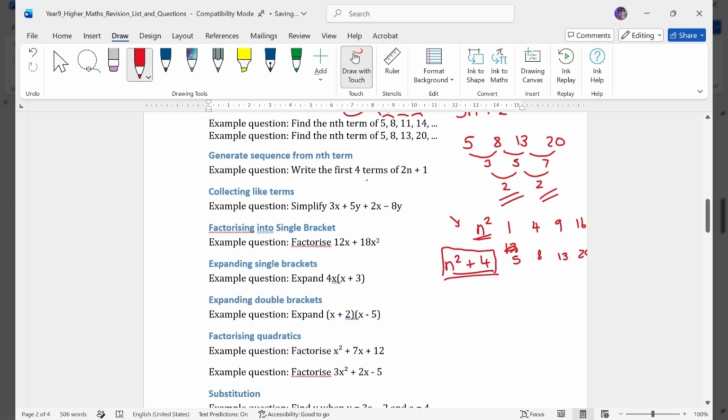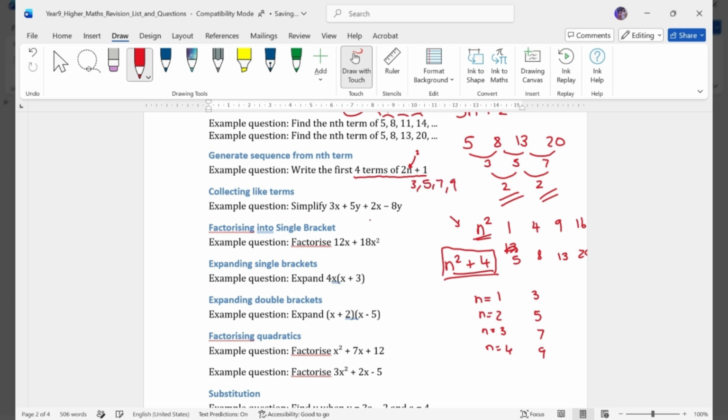Right, the first 4 terms of 2n plus 1. Well, basically, work it out when n equals 1 to get the first term, then when n equals 2, then when n equals 3, and then when n equals 4. So when n equals 1, 2 times 1 is 2, plus another 1 is 3. When n is 2, 2 times 2 is 4, add another 1 is 5. 2 times 3, add 1 is 7. And 2 times 4, add 1 is 9. So the first 4 terms of this would be 3, 5, 7, 9.